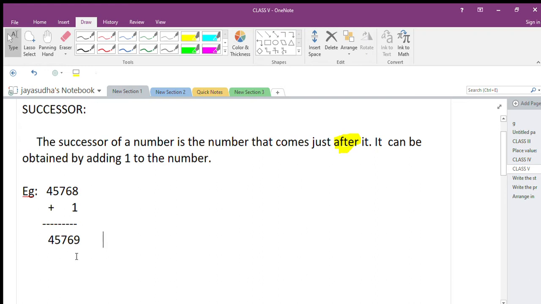So, this is the after number of 45,768. After number what? 45,769. This is another name for successor. Are you okay, children? This is how you get the successor of every number. You add 1, you get the next number. Okay? This is successor. Now move on to the predecessor.